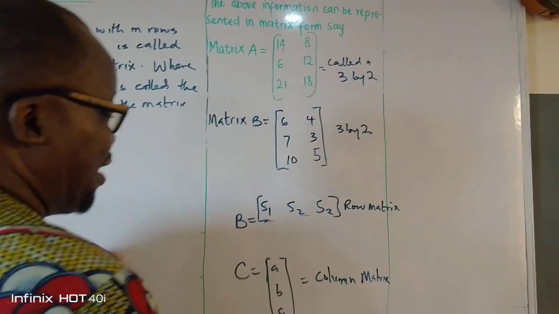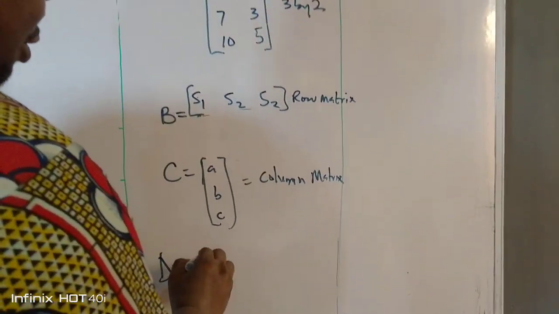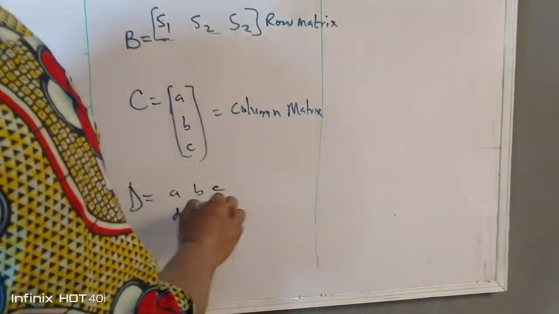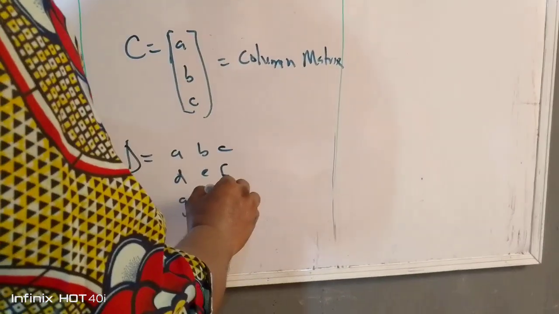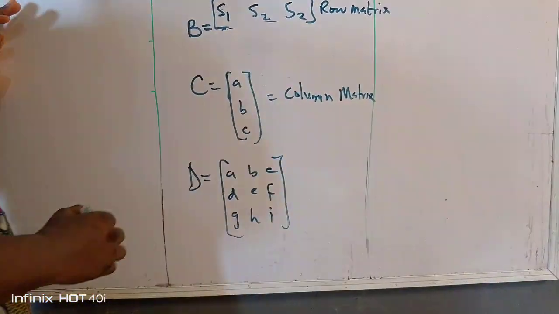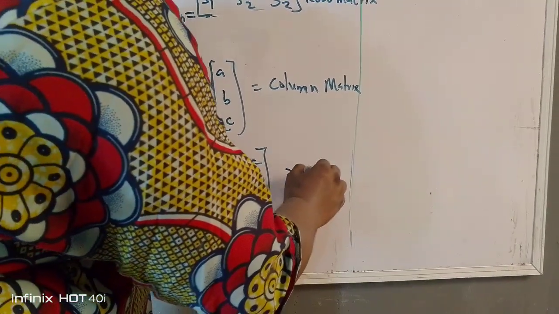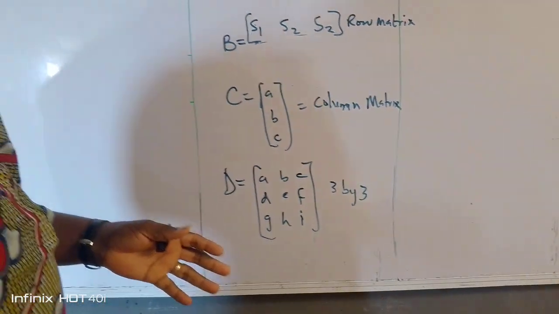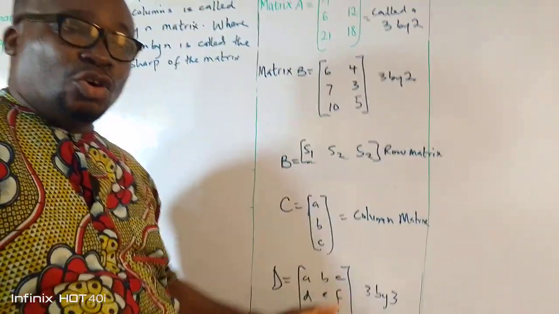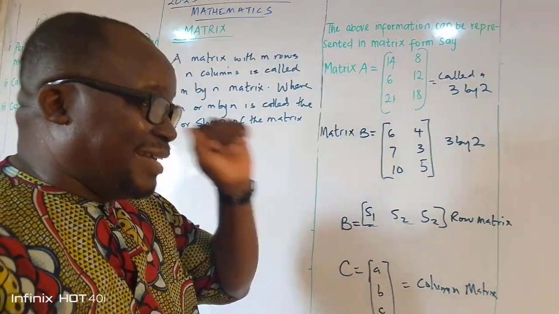Similarly, I can have a matrix arranged in this order. Let's say D is equal to A, B, C, D, E, F, G, H, I. Okay, I close it with my rectangular bracket. Then I call this a what? 3 by 3 matrix. Why did I call it a 3 by 3 matrix? Because I have 3 rows and 3 columns. Okay, so that's when we talk about matrix and the arrangement, that's how it is.